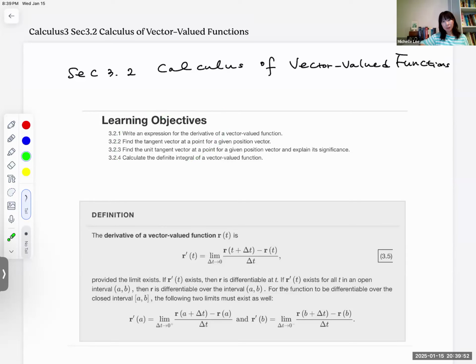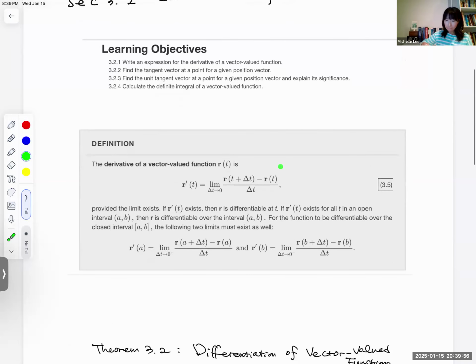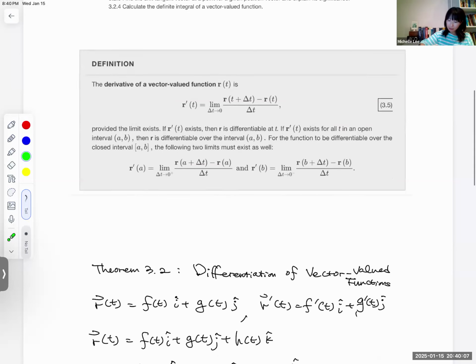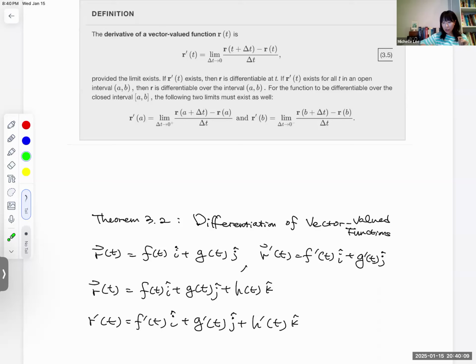And for the derivative, we need to use the limit, right? In calculus 1, we did so many limits. After that, we have the formula for the derivative. So we have the differentiation of a vector valued function.